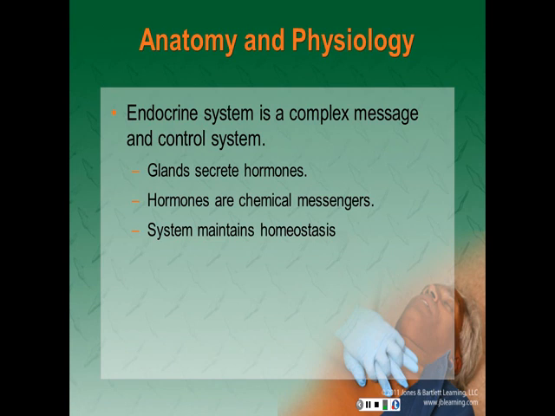The endocrine system is a complex message and control system. Endocrine glands secrete hormones. Endo means inside. Hormones are chemical messengers. They have special regulatory effects on organs and tissues. The main function of the endocrine system is to maintain homeostasis, which is stability in the body's internal environment. This involves responding to any change in the body, such as low glucose or calcium levels in the blood. Homeostasis can be disturbed by hypersecretion, overproduction, or hyposecretion, underproduction of a gland.